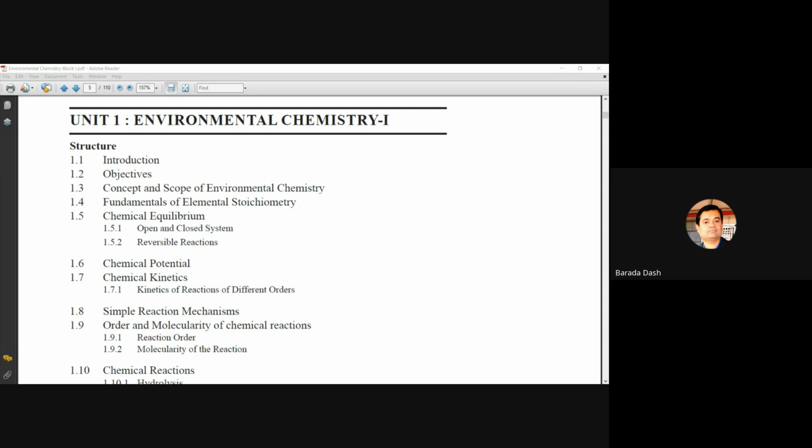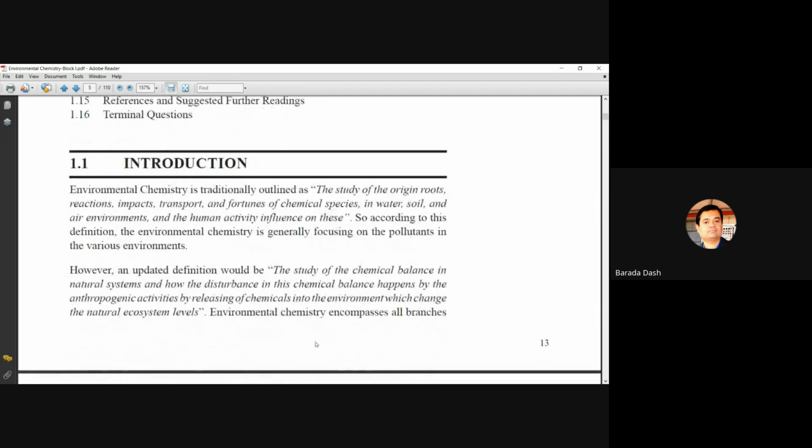So let us first discuss the introduction. Environmental chemistry is traditionally outlined as the study of the origin, routes, reactions, impacts, transport, and fates of chemical species in water, soil, and air environments, and the human activity influence on these. So basically, environmental chemistry is outlined by the study of the origin, routes, reactions, impacts, transport, and fates of chemical species in water, soil, and air environments, and the human activity influence on these.